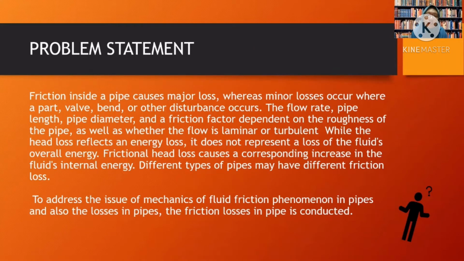Friction pressure loss dissipates the energy needed to drive water into a pipeline. Friction inside a pipe causes major loss, whereas minor losses occur where a part, valve, bend, or other disturbance occurs. The flow rates, pipe length, pipe diameter, and also the friction factor basically depend on the roughness of the pipe as well as whether the flow type is turbulent or laminar.